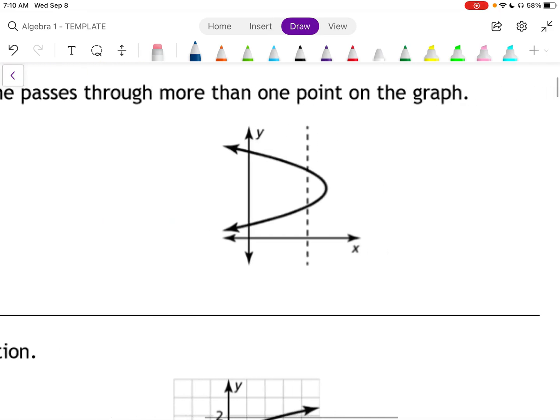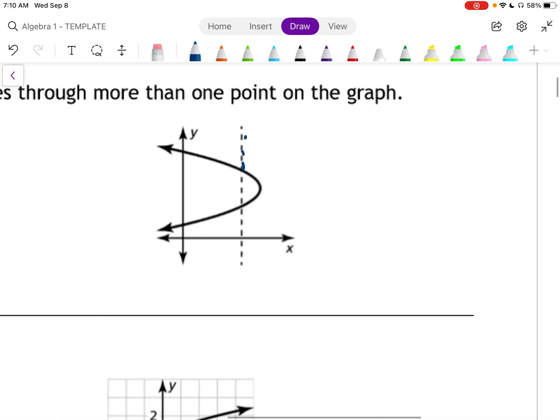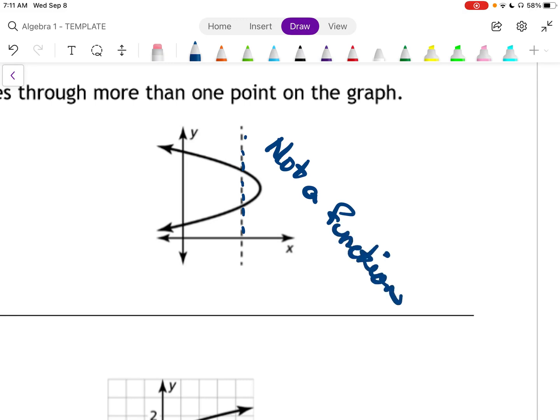Let's look at the second one. Here they drew a vertical line and it touches it twice. It fails the vertical line test and it is not a function. Now you look here, we could draw a vertical line that would touch just one spot right there. That doesn't matter. It just matters that you can draw one incorrectly, to where it touches it twice.